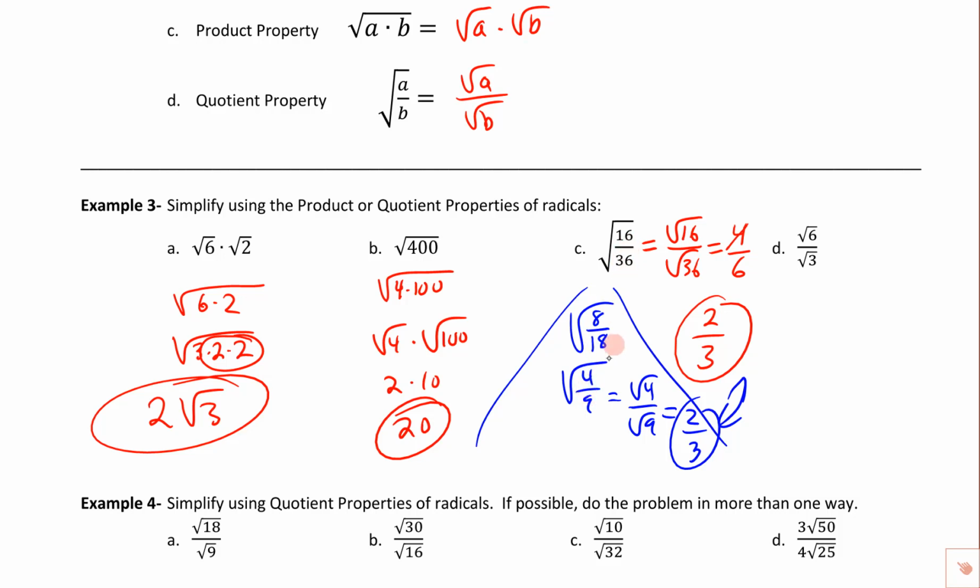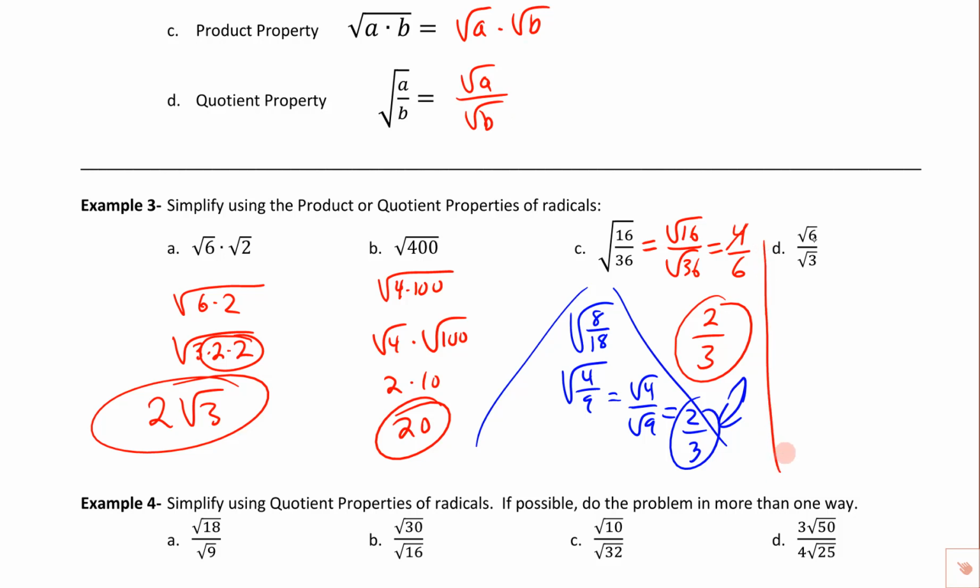And you may have been able to jump right to here. That's awesome if you can. Like 4 goes into both of those, if you recognize that. But either way, we're going to get the same answer. Okay, so that's applying the quotient property in this direction. Let's see what happens when we go in the other direction. And I'm going to show you a couple different ways that you could do this.